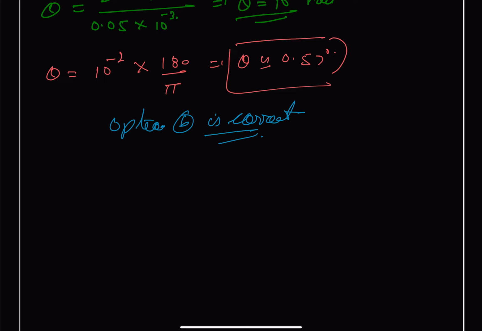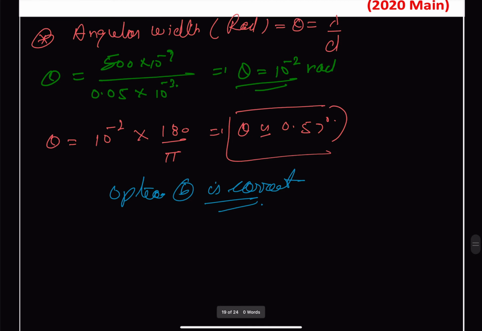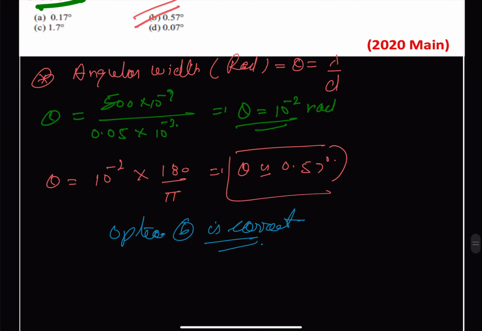So these were the questions which were asked in the year 2019. So all the questions for 2000 mains are completed in this third part. The rest of the things we already covered in the first two parts.